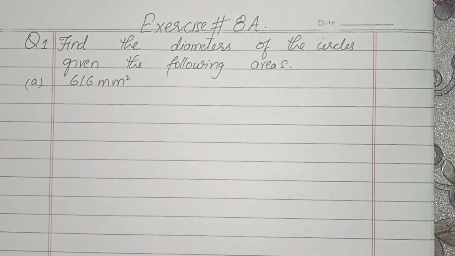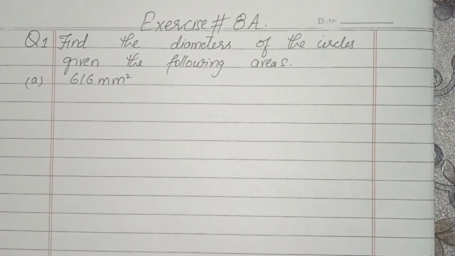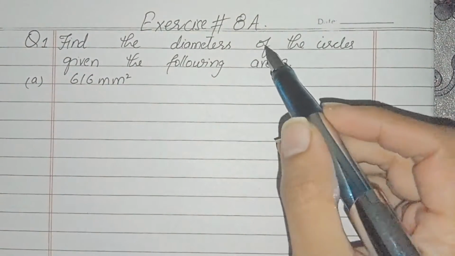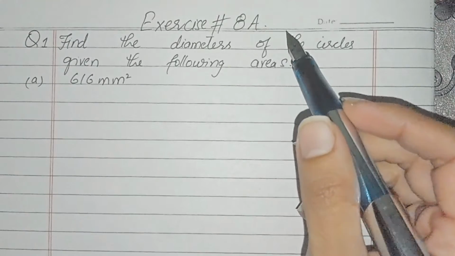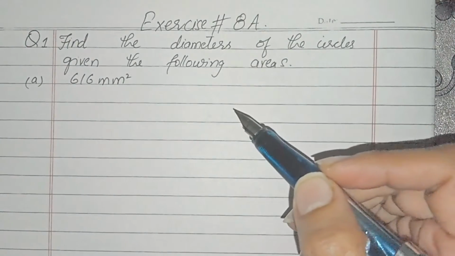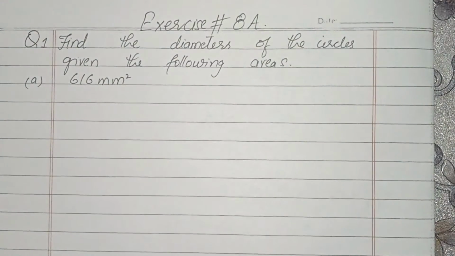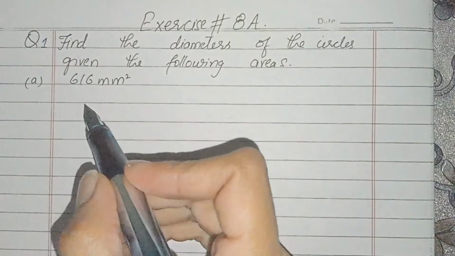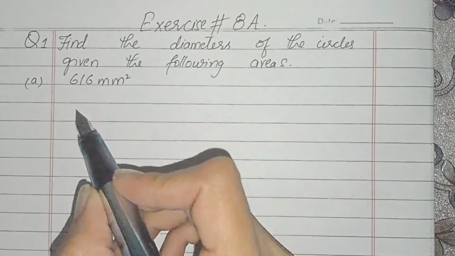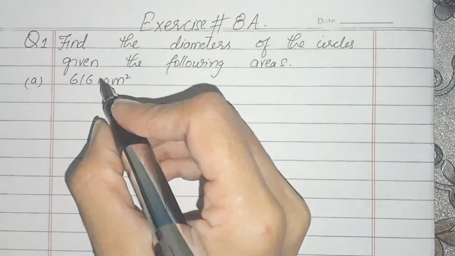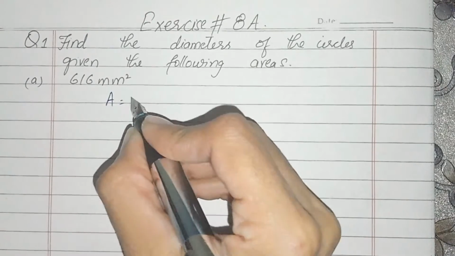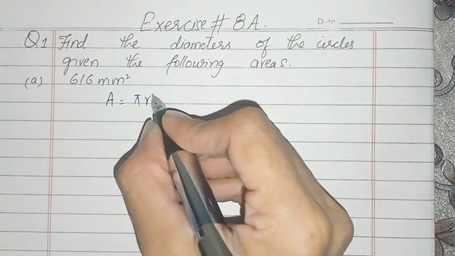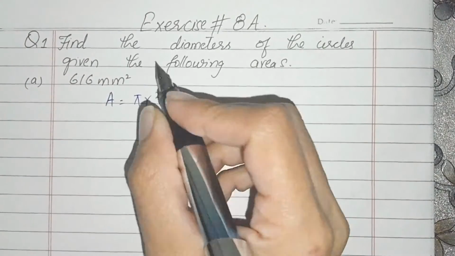Now, students, question number 1: find the diameter of the circle given the following area. This is exercise 8A in the updated edition and 10A in the previous edition. We have to find the diameter of the circle in which the area is given to us. That is the area of a circle, and from this we have to find the diameter. We know that the formula of area is pi r square.